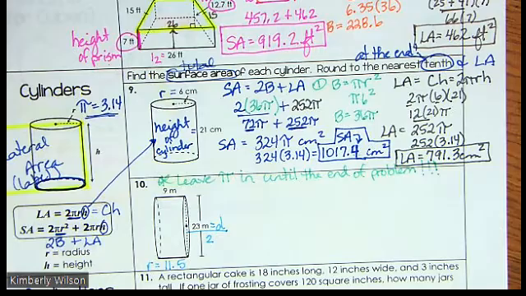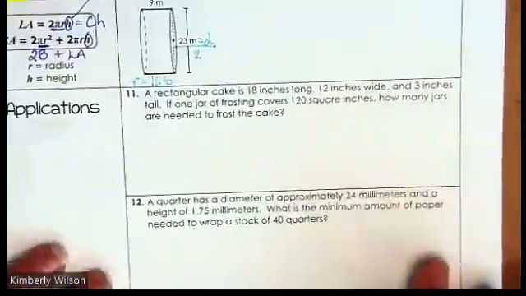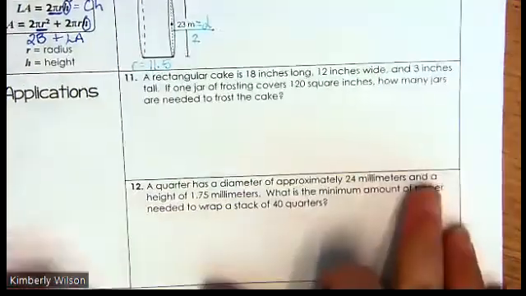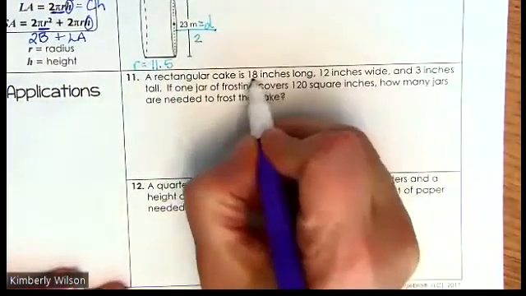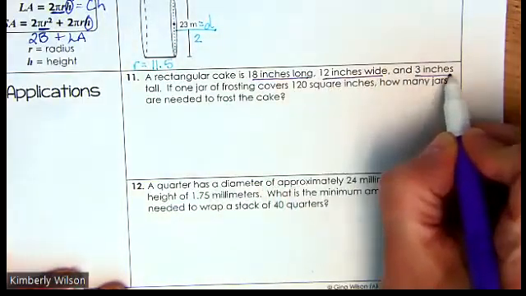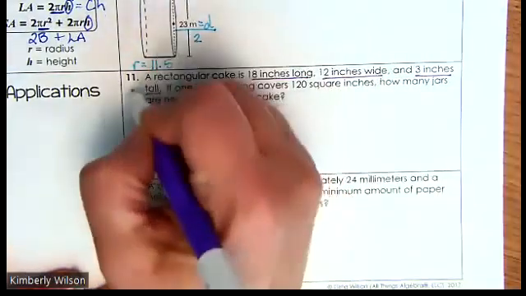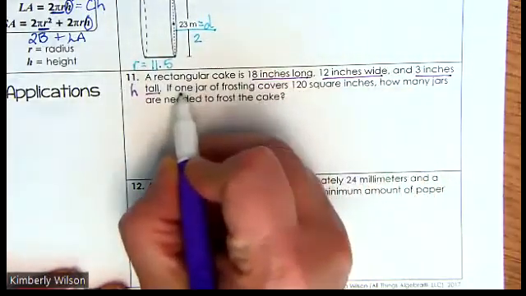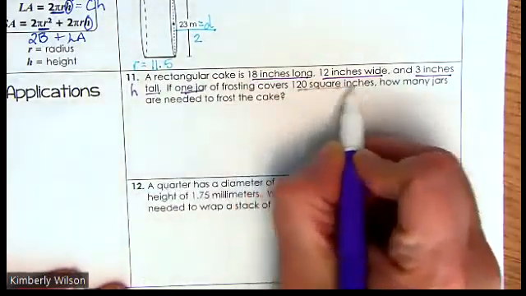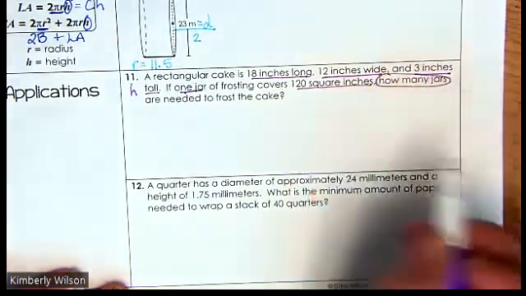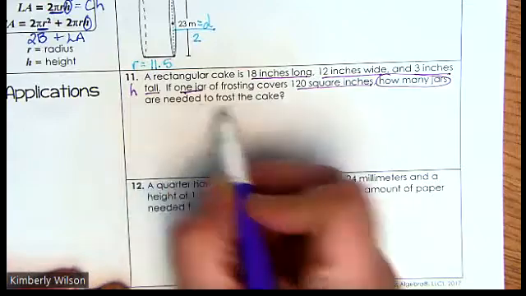Okay, let's look at a word problem now. Okay, I know this is a long video. Just bear with it. Okay, you have a rectangular cake. Well, that's nice. Rectangle, that's the easiest one. It's 18 inches long, 12 inches wide, 3 inches tall. Okay, tall, that means that's the height. Okay, if one jar of frosting covers 120 square inches, how many jars are needed to frost the cake?